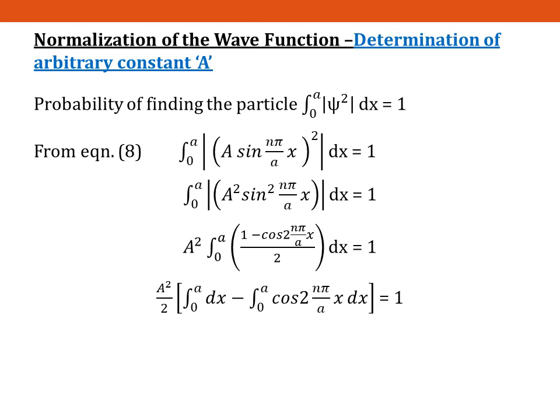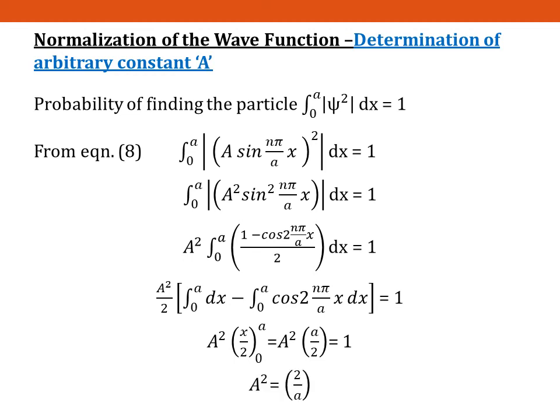On integrating, we have the first term alone to be present. The second term disappears because the integral of cos gives us sine, and on substitution of the limits, either 0 or a, we have the second term giving us 0. Therefore, we are just left with the integration of the first term alone, giving us A square x by 2 with the limits 0 to a, and on substitution of the limits we have A square a by 2 to be equal to 1.